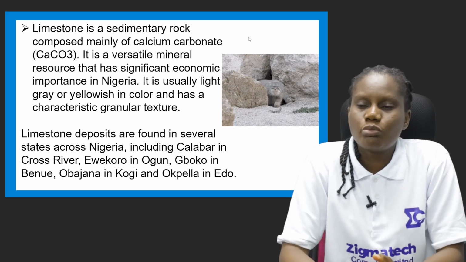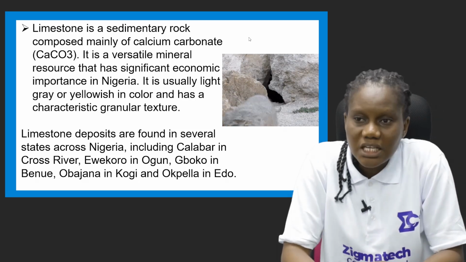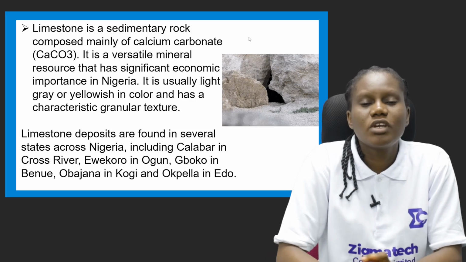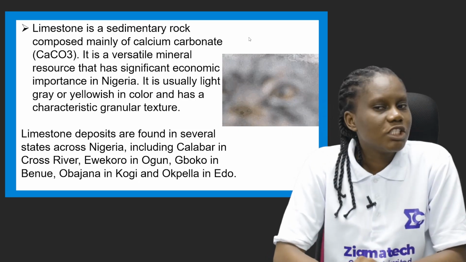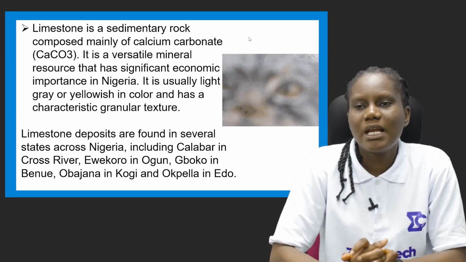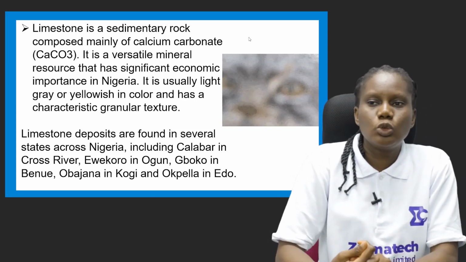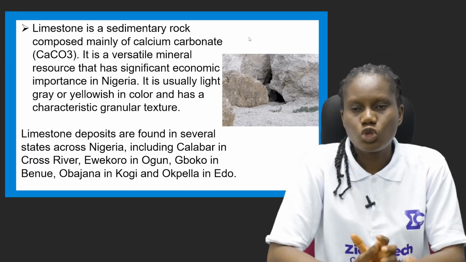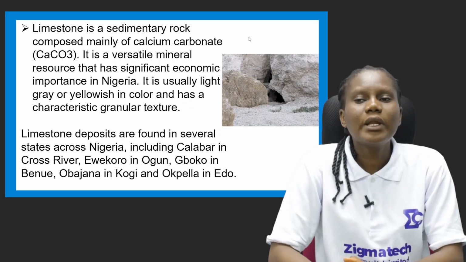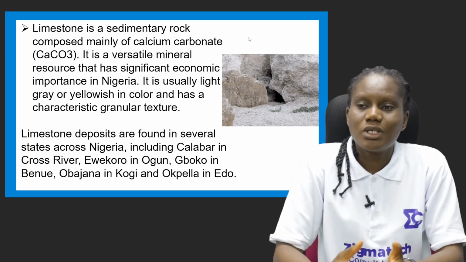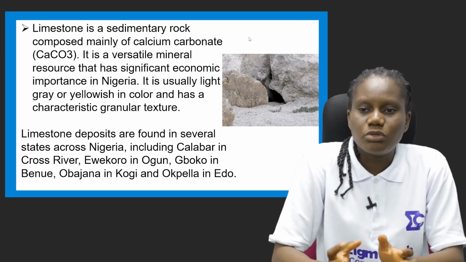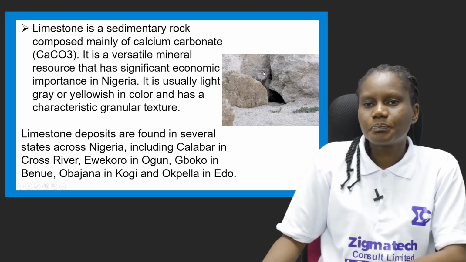So again, I'm going to mention these towns and their states: Calabar in Cross River, Ewekoro in Ogun State, Boko in Benue State, Obajana in Kogi State, and Okpela in Edo State. That is where you're going to find most deposits of limestone. Some other states have too, but let's just be streamlined to this. You can decide to do more research on that, but be streamlined to this.